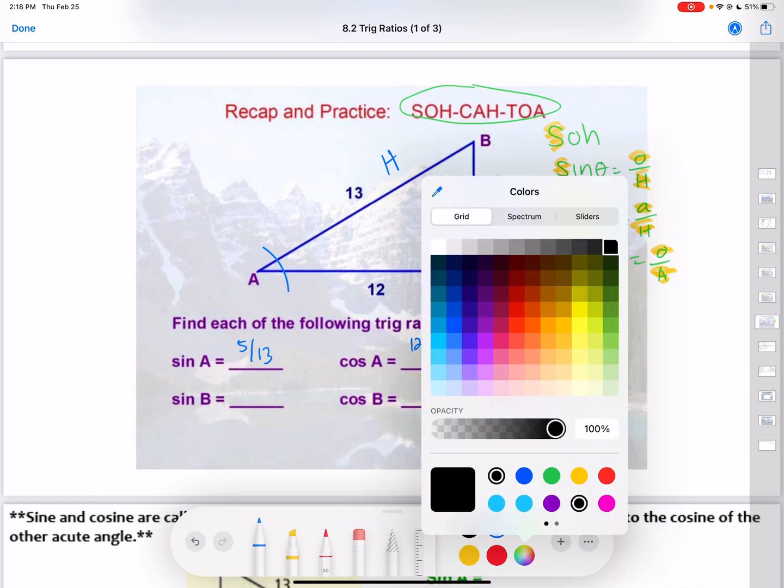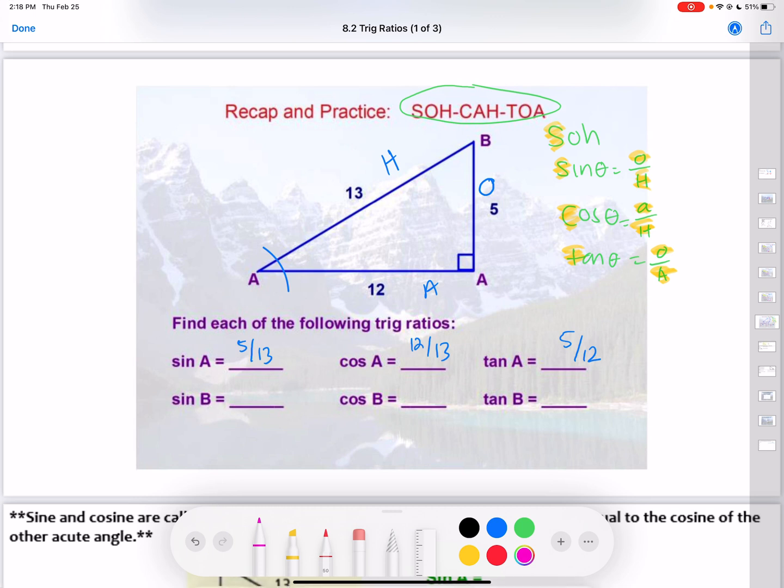We're going to change our reference angle to be B. Now our opposite and adjacent sides change. The sine of B is going to be 12/13. The cosine of B is going to be 5/13. And the tangent of B is going to be 12/5.